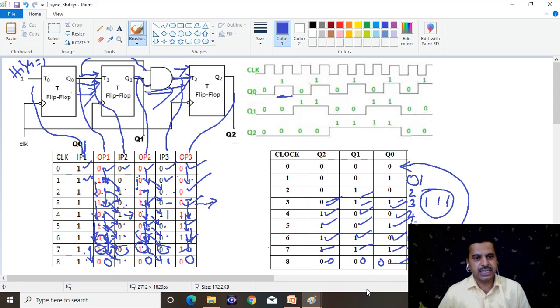In this fashion, this 3-bit synchronous up counter works, whereas the previous circuit did not work as expected, so you have to modify the circuit using an additional gate here. That is required in a synchronous up counter. That's why we said the synchronous counter always requires some additional circuitry to make it operational.